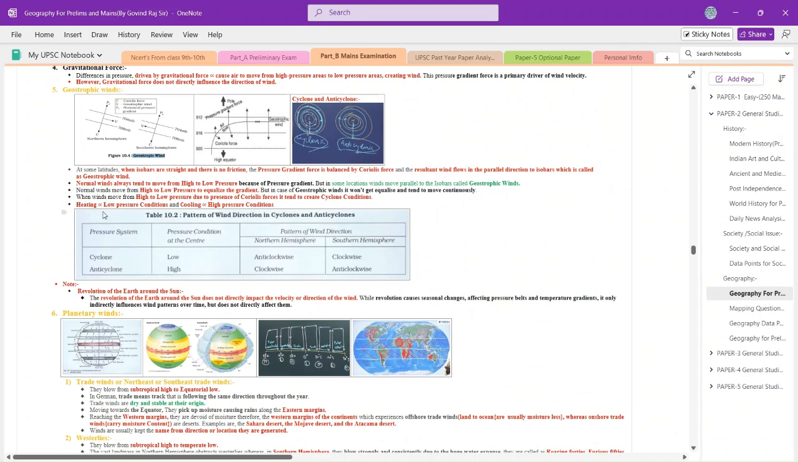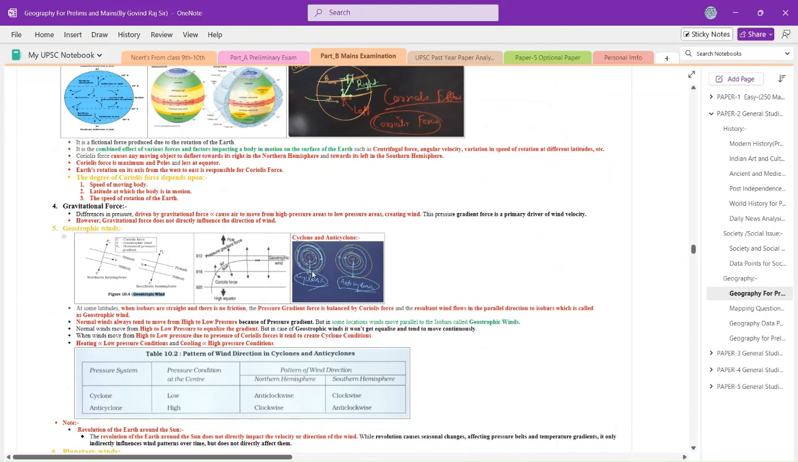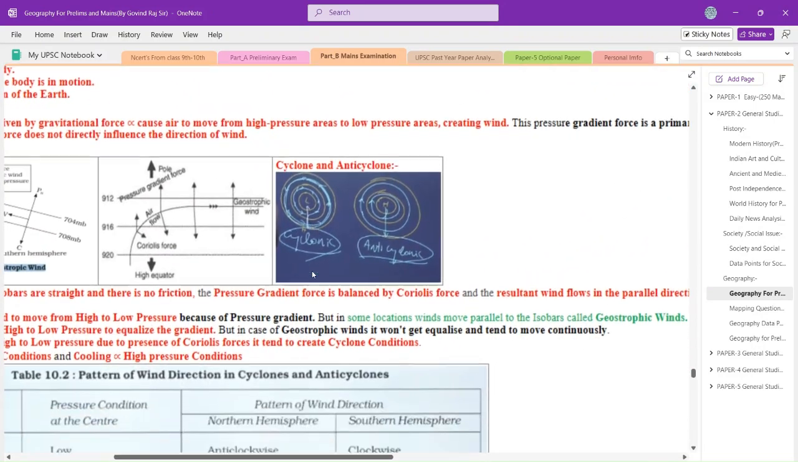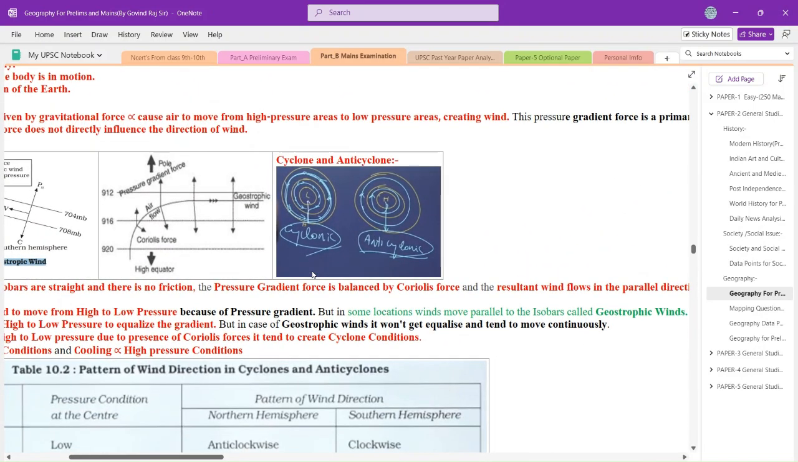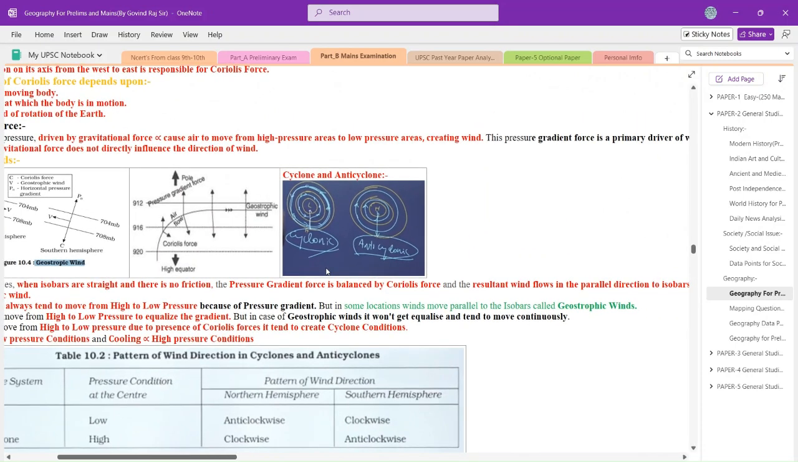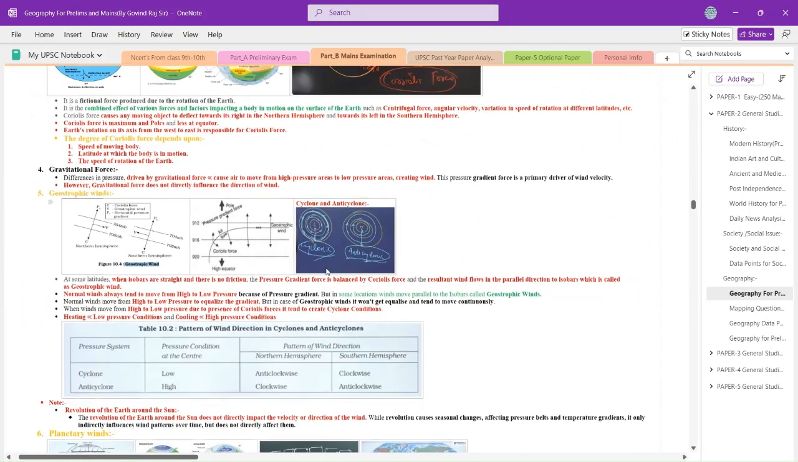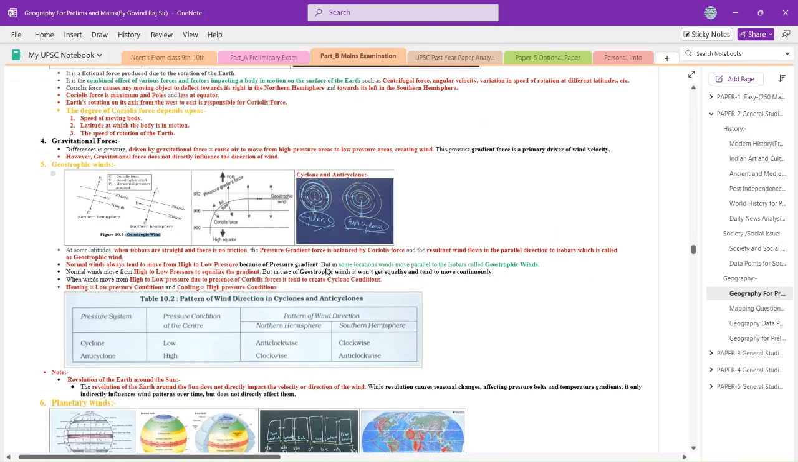Now the question comes from this graph, this table. We know that in the northern hemisphere, winds move along the right direction due to the Coriolis effect. In the southern hemisphere, winds move along the left direction.